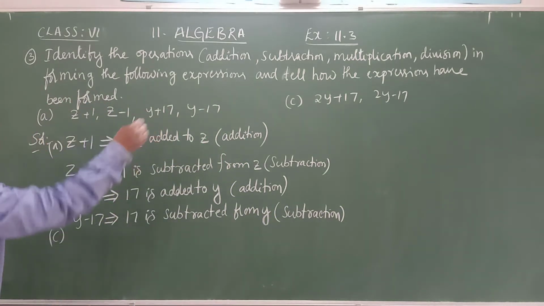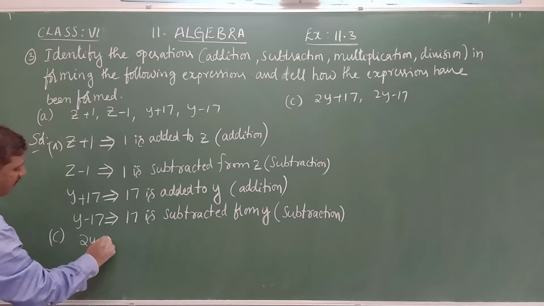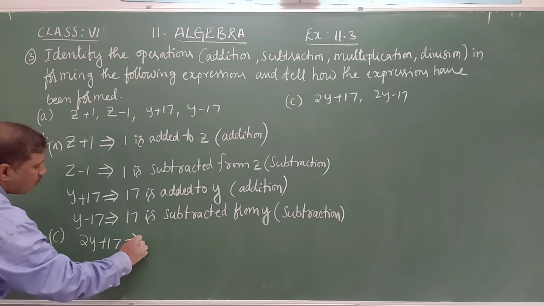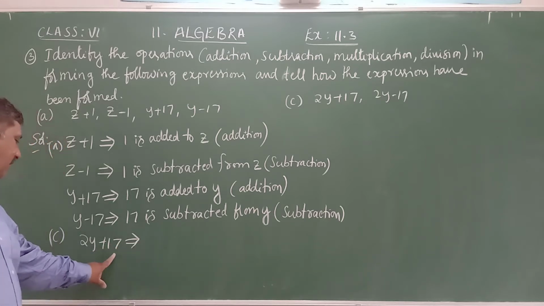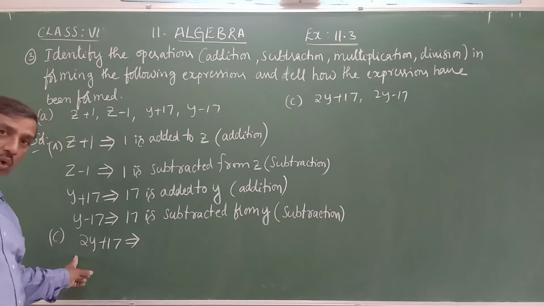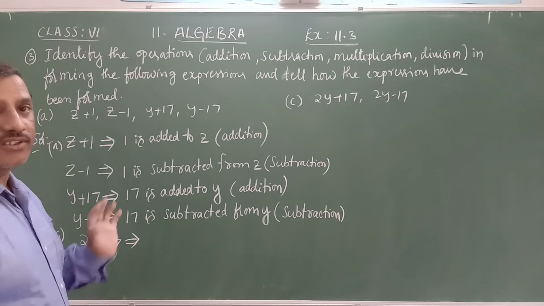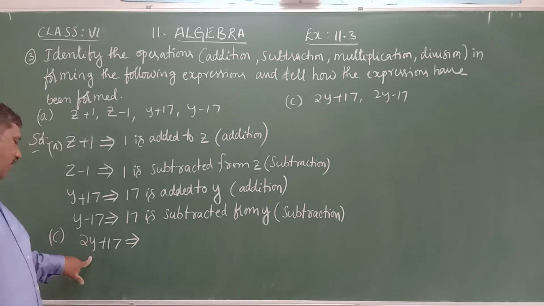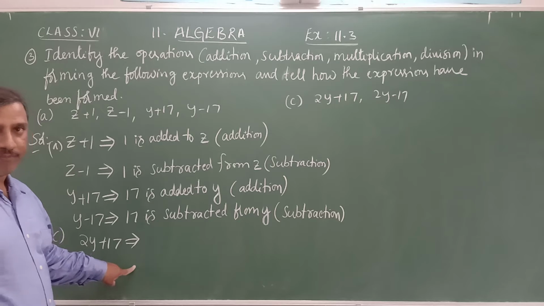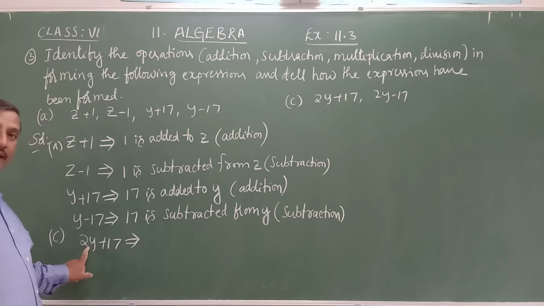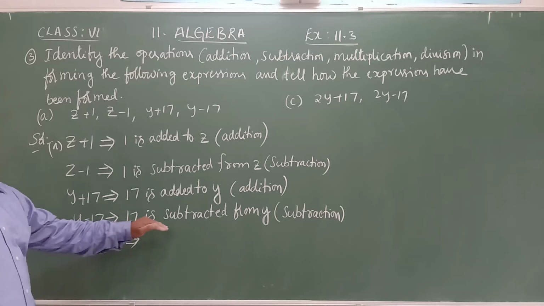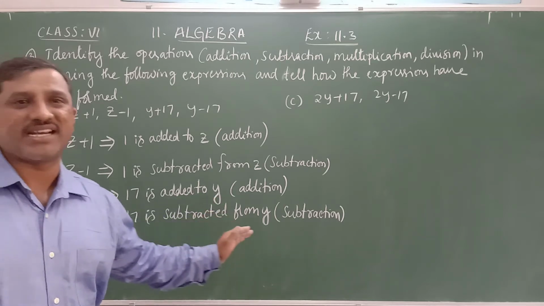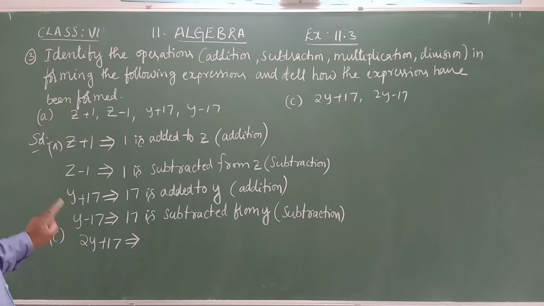In the C bit the first one is 2y plus 17. So what does it mean? 17 is added to the product of 2 and y. 2y means it is 2 into y. So here we have multiplication and here we have the addition. So two arithmetic operations are there. One is multiplication, the other one is addition.